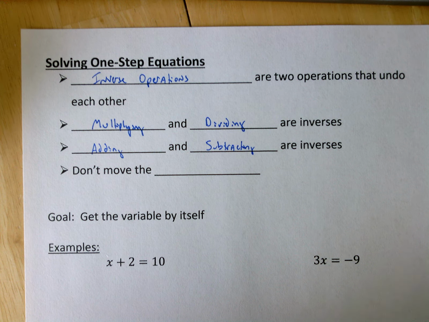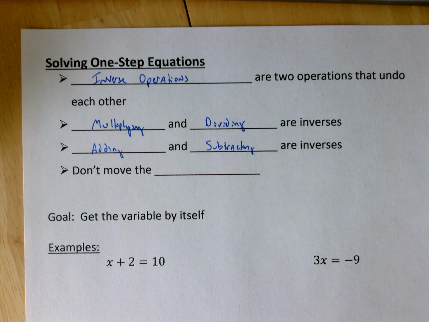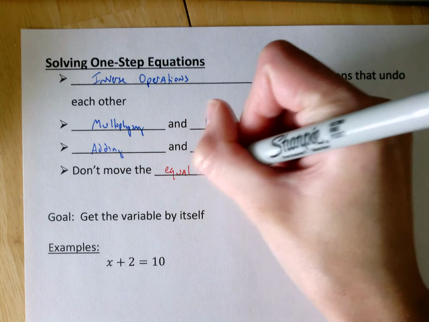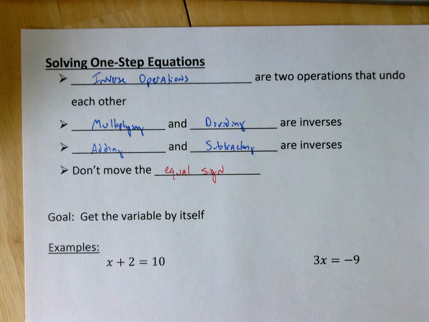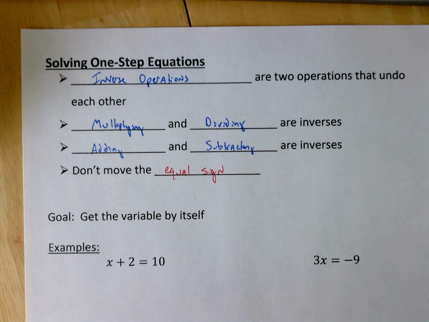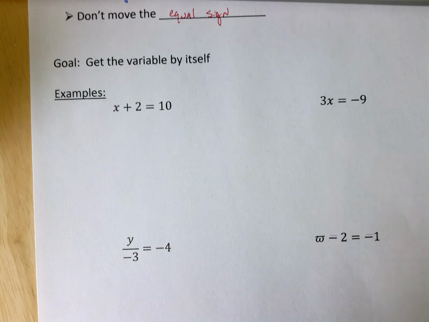It's undoing an operation. Now there's one other thing that you need to make sure that you're really careful of. This is the number one mistake that I see people make. Don't move the equal sign. You have to make sure that you keep that equal sign in the same spot. And sometimes people move it in really silly ways because they're not paying attention. Our goal is to get the variable by itself so that we have what x equals. We want to figure out what value this unknown number is.